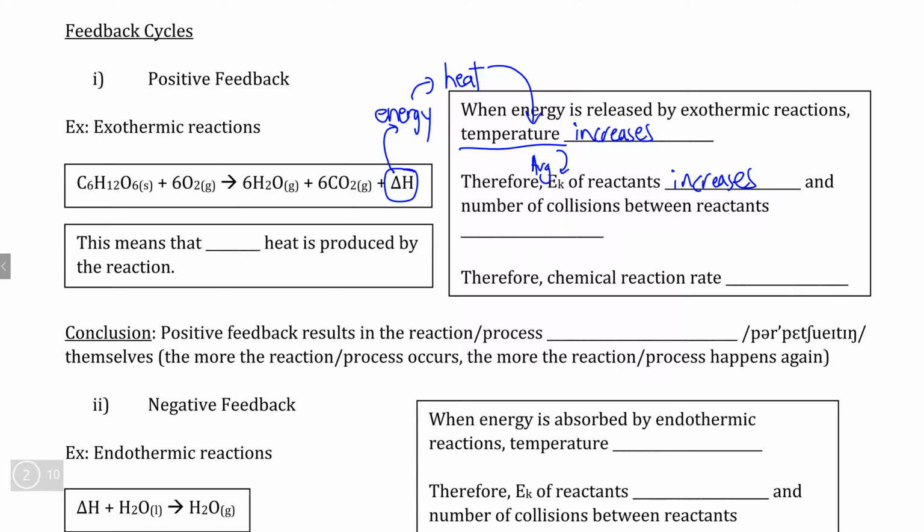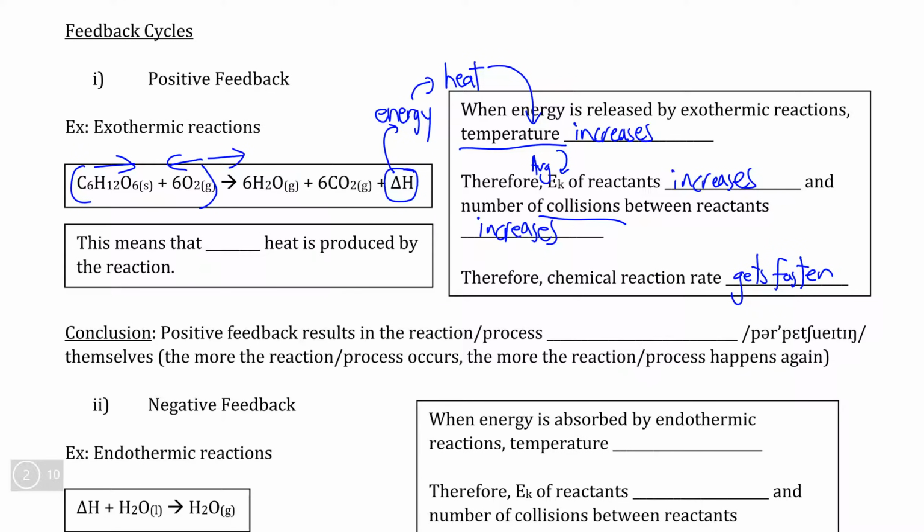Now, that means that if we just look at the reactant particles, if these particles are now moving faster, that means the likelihood that these particles are going to hit each other is also going to increase, and whenever we have a greater number of successful collisions between particles within a chemical reaction, that means that the rate of this chemical reaction is going to get faster as a consequence of this.